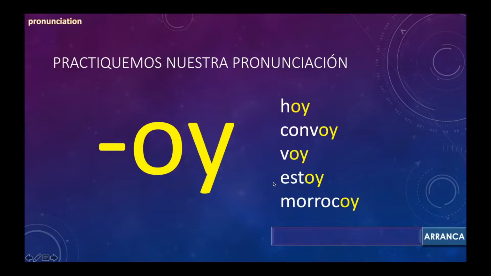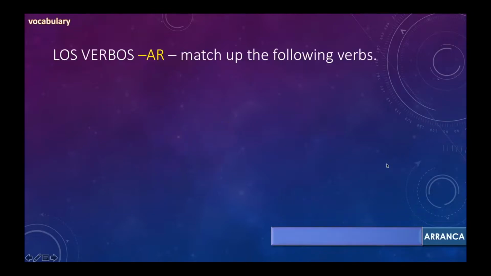Well, the first one is today. Hoy means today. Convoy means caravan. Voy means I am going to or I go. Estoy means I am. And morrocoy is a tortoise, but it's a very specific type of tortoise that lives in South America.